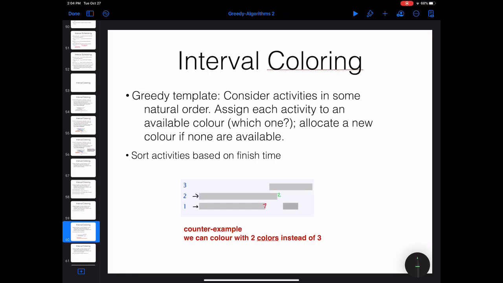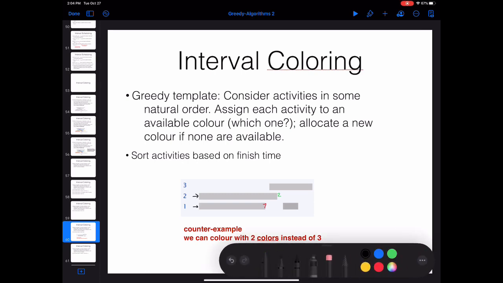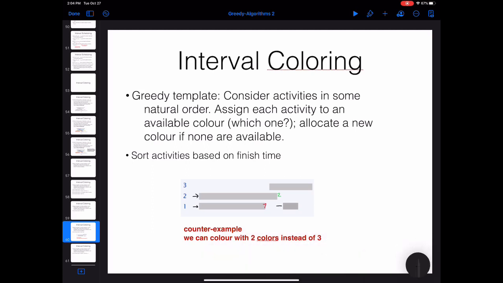The next earliest finish time is going to be this one, right? I need to color this job. And what is the color which is available?